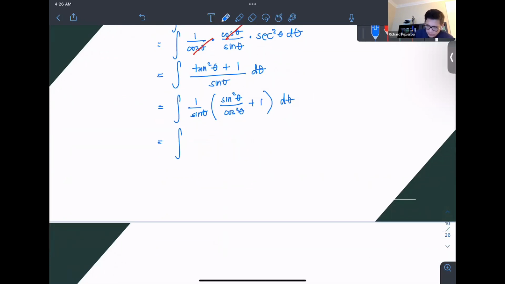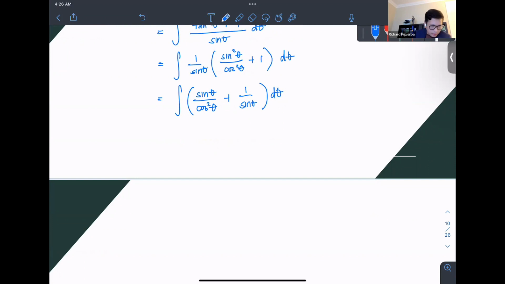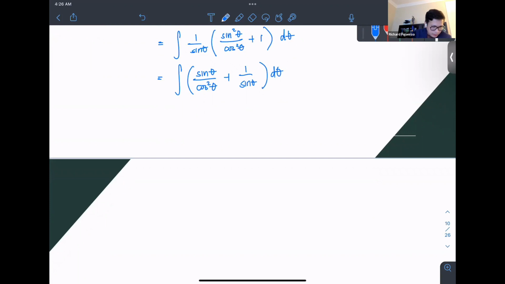And afterwards, once I distribute the 1 over sine theta, that will become sine theta all over cosine squared theta, right? So sine theta over cosine squared theta, and then plus 1 over sine theta d theta. Okay, so I can now integrate this one. So how do we integrate these? We can make the first one a simple power rule.